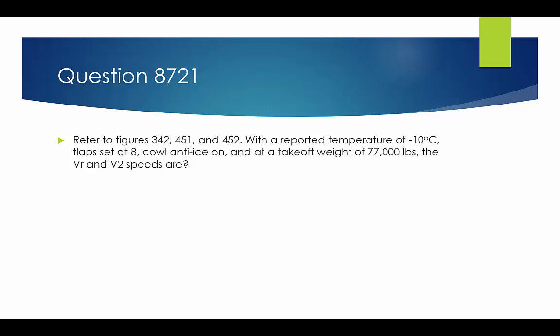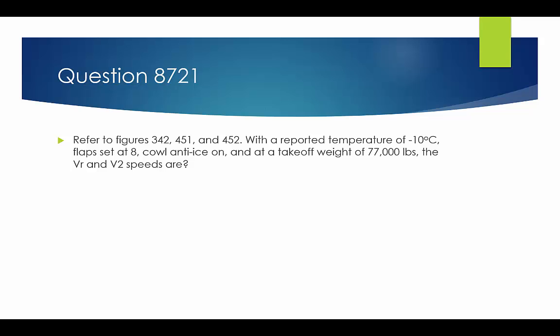Moving on to this question, this is a question where we are going to use several different charts. I believe they're for the Q400, and we're going to take a look at that now. So we have several figures to look at. We're given a reported temperature, flap setting, the cowl anti-ice on, and we are given a takeoff weight, and we're instructed to find the VR and the V2 speeds.